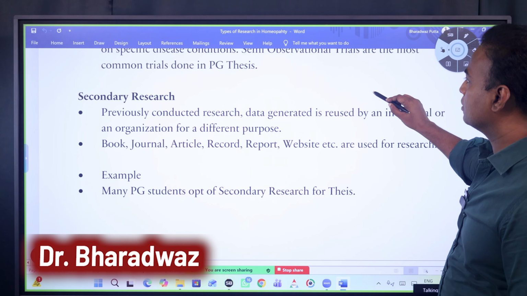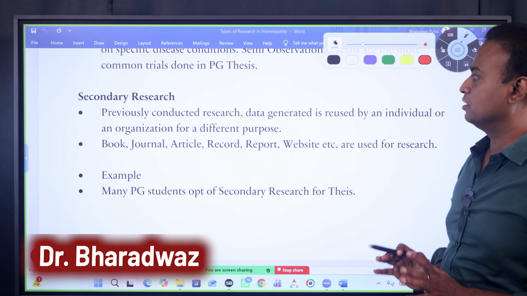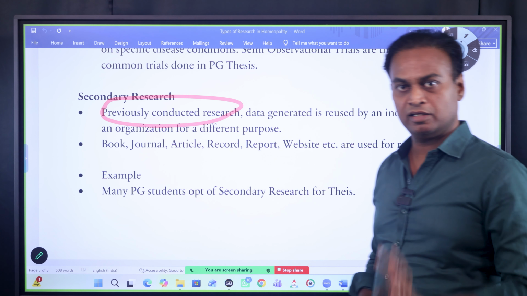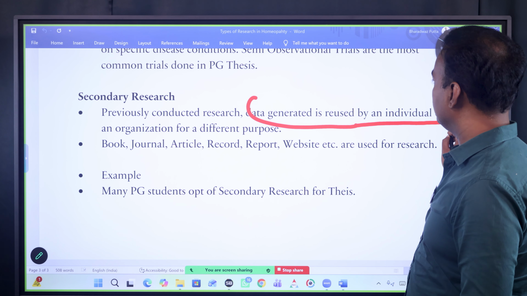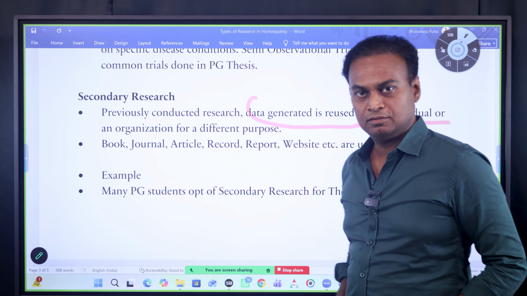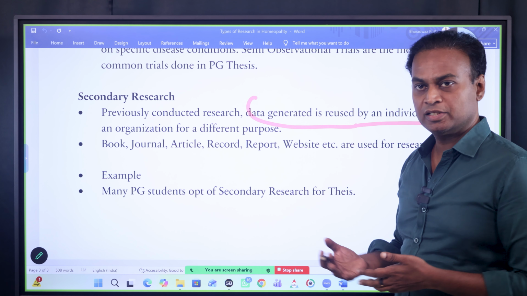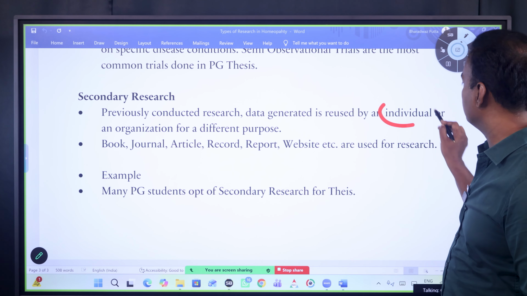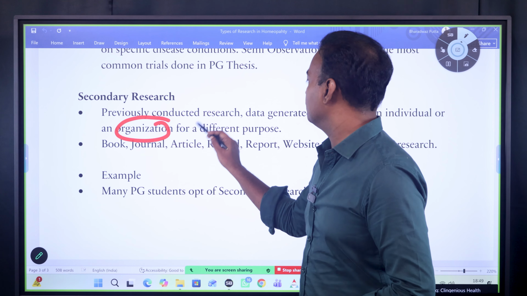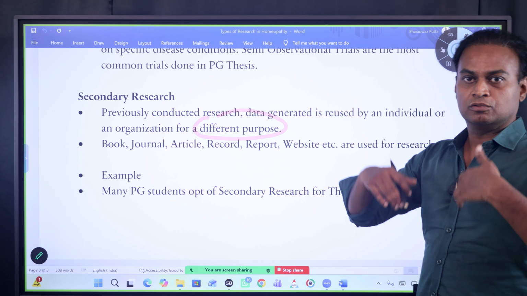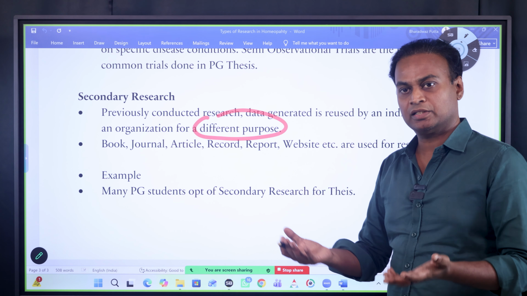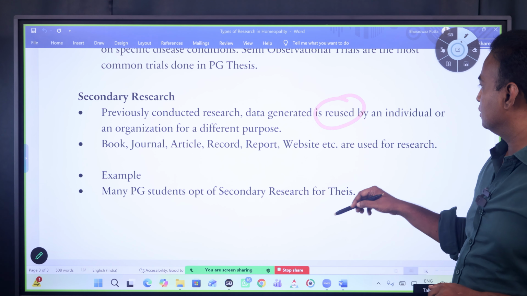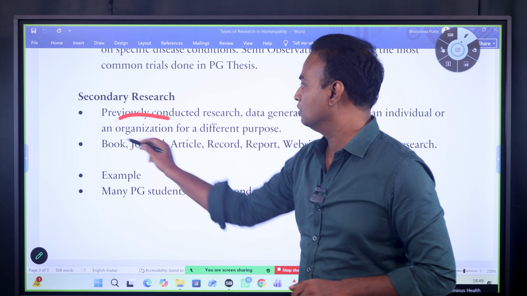And what are all the secondary research in homeopathy? What is secondary research? Previously conducted research. This research is already conducted by someone else. The data generated is reused by an individual. The research is already done. The data is already generated by some other individual. That is reused by an individual or organization for a different purpose. So the data is already generated in some other study for a different purpose. We are taking the data, we are reusing the data. That reusing is done by either an individual or an organization for a different purpose.